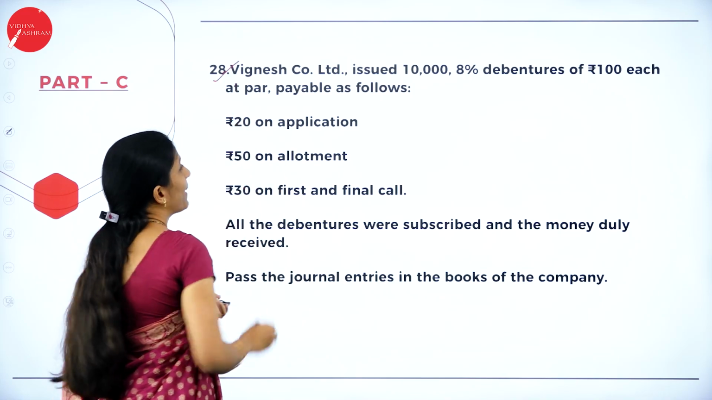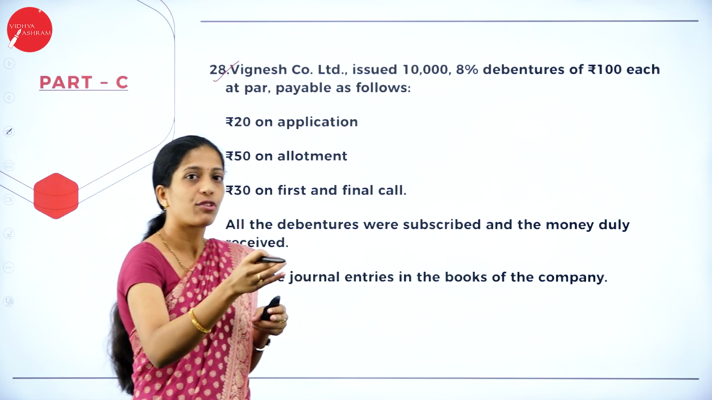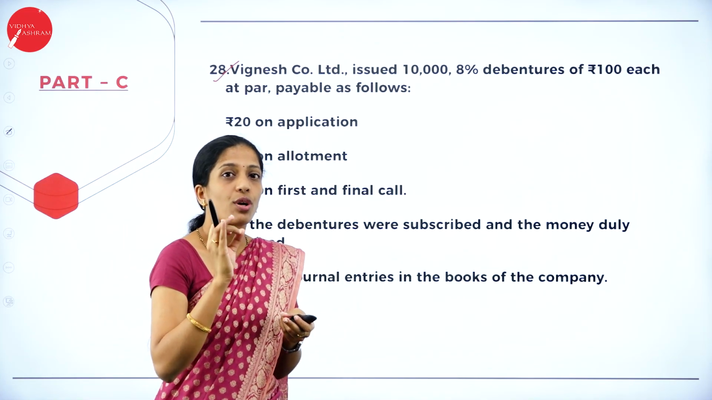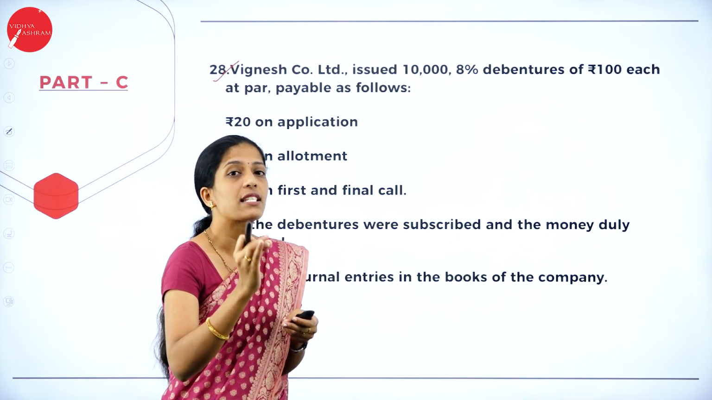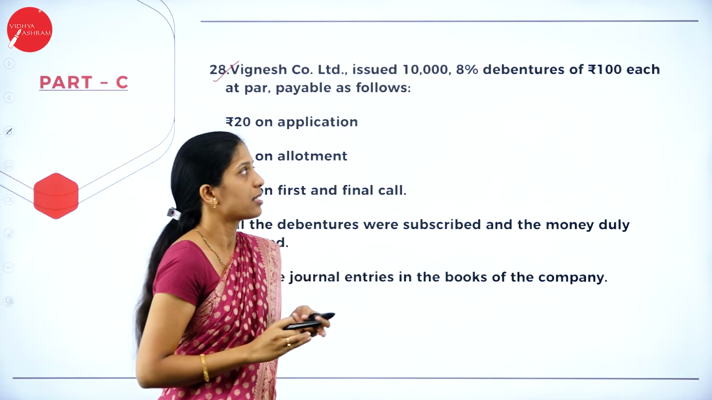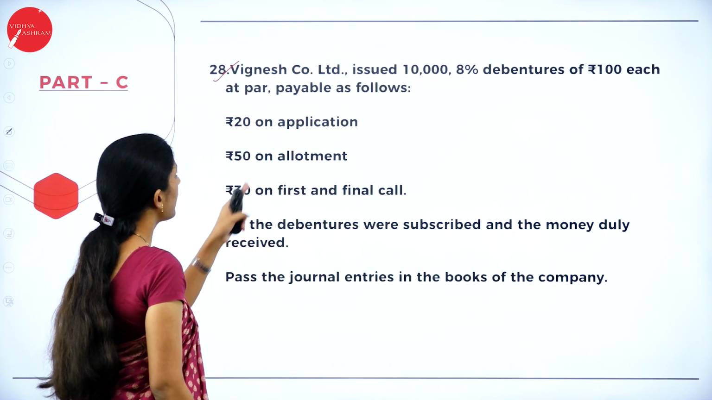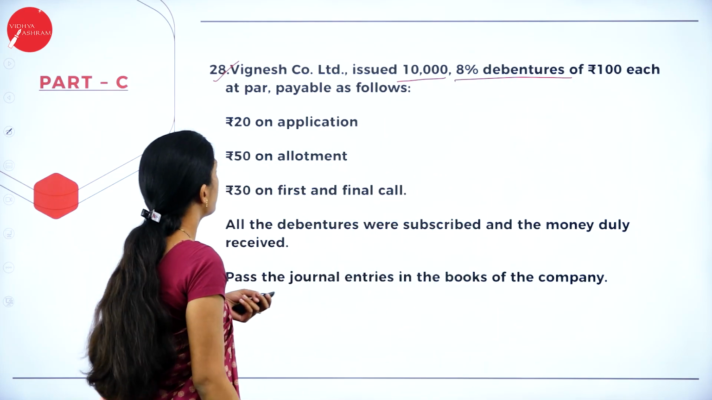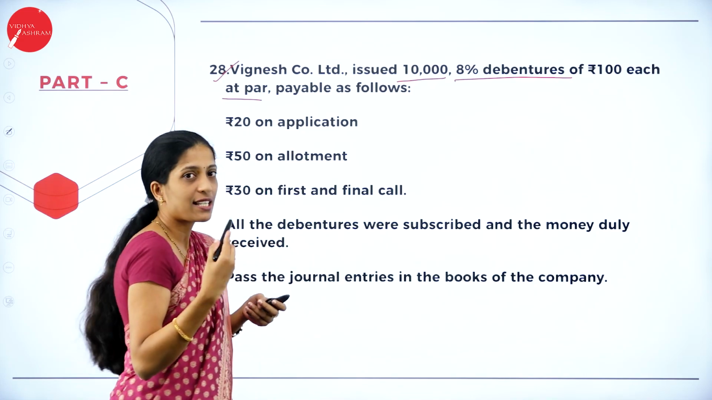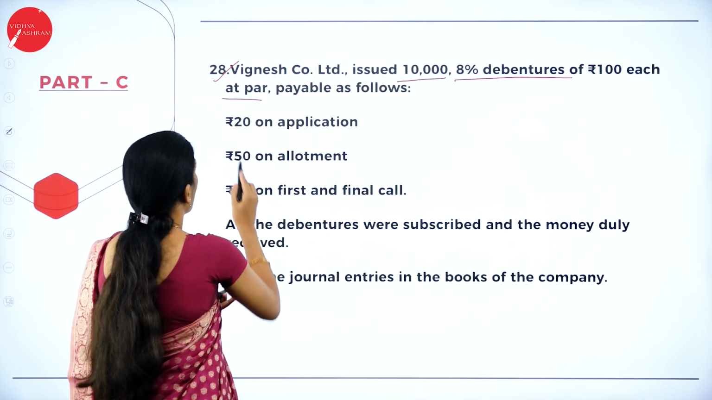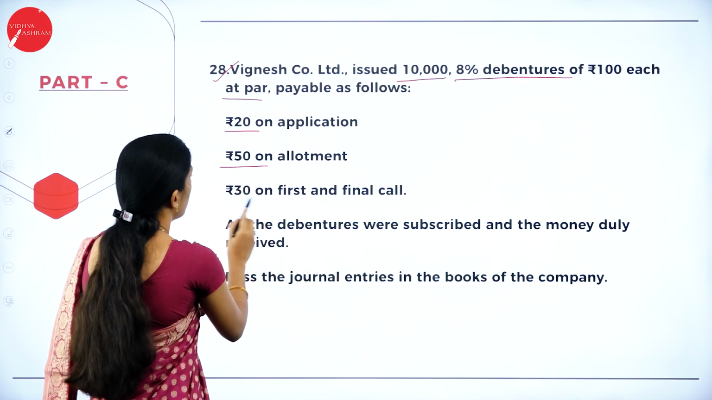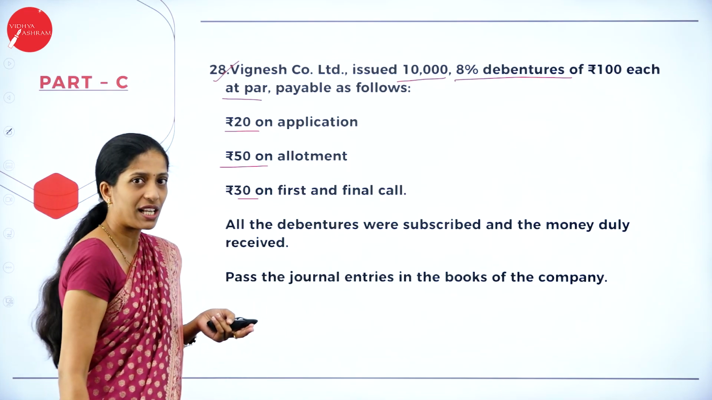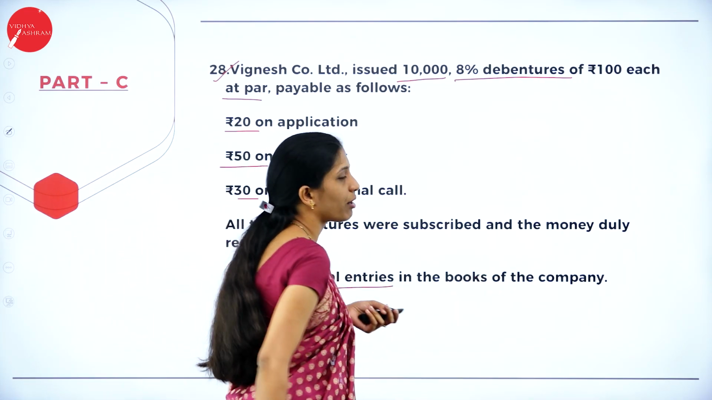Now moving on to the next question. So this will be on debentures, where you have to record the journal entries. Okay, so if you learn the chapter shades, so this debenture will be very easy because first 6 entries they'll ask for 6 marks. Now go through the problem here. Vignesh Company Limited issued 10,000 8% debentures of rupees 100 each at par. So here it is being payable at par as follows: 20 on application, 50 on allotment, 30 on first and final call. All the debentures were subscribed and the money duly received. Pass journal entries in the books of the company.